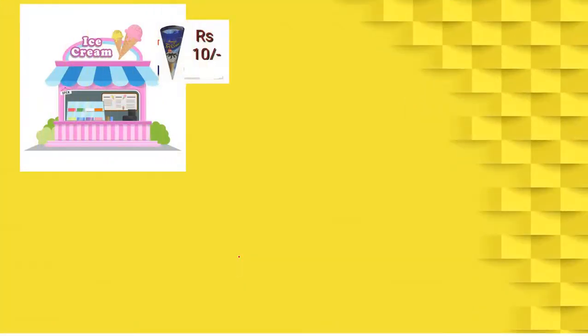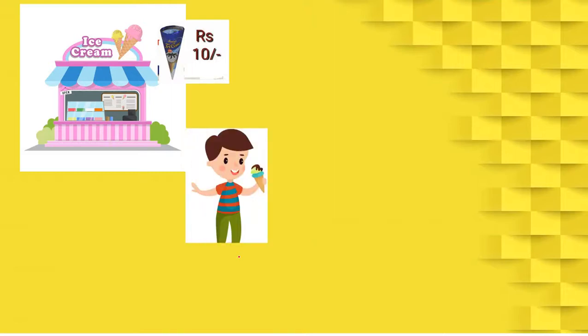Now let us consider an example. If there is an ice cream shop and there is a price list, and in that price list the cost of an ice cream is rupees 10. One boy wants to purchase ice cream, and he has 20 rupees. So how many ice creams can he buy with 20 rupees? Correct, 2. So when the price is rupees 10, from this 20 rupees he can buy 2 ice creams.